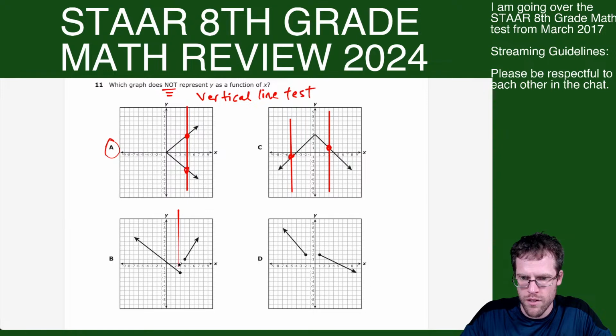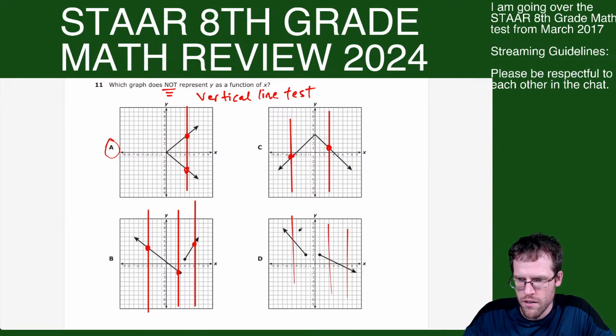Okay, this one here, we have another function here. It passes the vertical line test. It's not a continuous function, or it's not connected. Later on, if you take calculus, you'll learn what continuous means. But a simple way of saying if something is continuous is if you could draw it in one motion. But this, even though it's disconnected, it's still a function because my vertical lines just hit in one location.